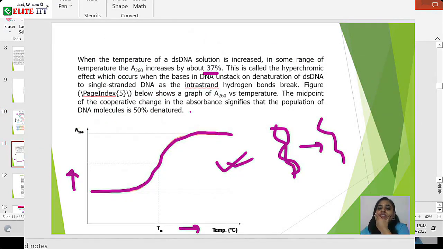Now see, the midpoint of the cooperative change in the absorbance signifies that the population of DNA molecules is 50% denatured. So from this graph, we generally measure the 50% denaturation temperature. So this is called the 50% denaturation temperature. You have to measure the A260 value versus temperature value.